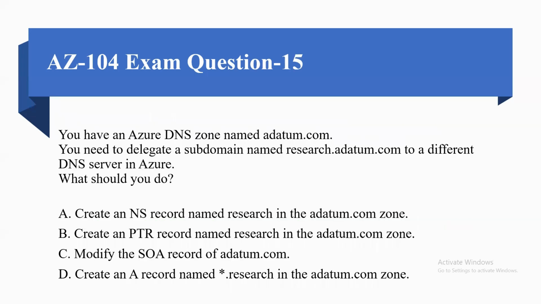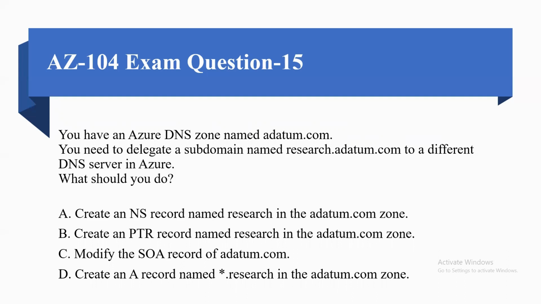Next question. You have an Azure DNS zone named adatum.com. You need to delegate a subdomain named research.adatum.com to a different DNS server in Azure. What should you do? Option A. Create an NS record named research in adatum.com zone.